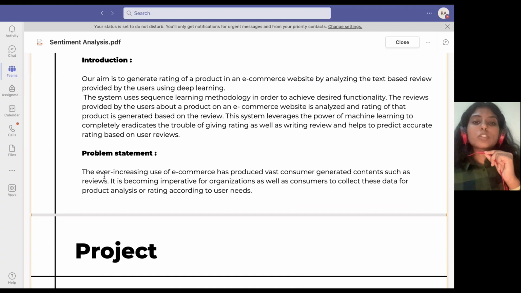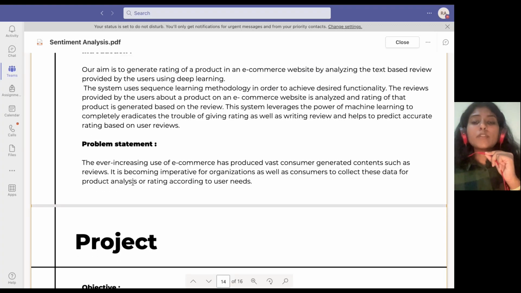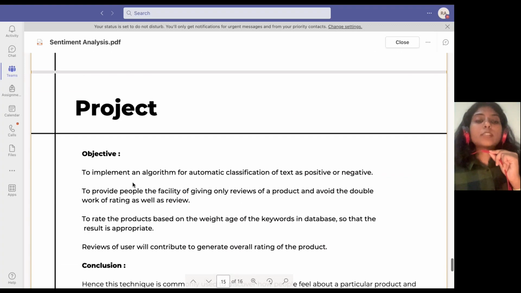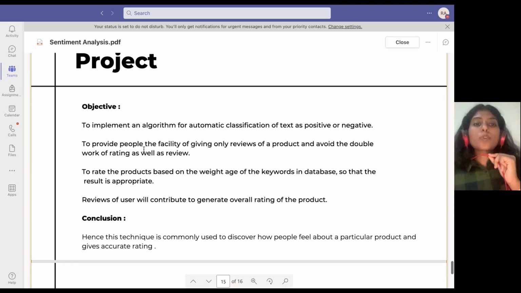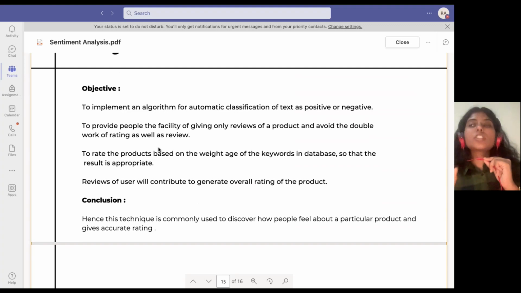Problem statement. The ever increasing use of e-commerce has produced vast consumer generated content such as reviews. It is becoming imperative for organizations as well as consumers to collect this data for product analysis or rating according to user needs. One of the objectives of the project is to implement an algorithm for automatic classification of text as positive or negative. We are creating an algorithm and implementing it such that it takes the data, checks the text, and classifies whether it's positive or negative, to provide people the facility of giving only the reviews of a product and avoid the trouble of rating as well as review. So we are not going to ask in two ways. We are just going to ask them to give a review, and from the review we'll generate the rating.